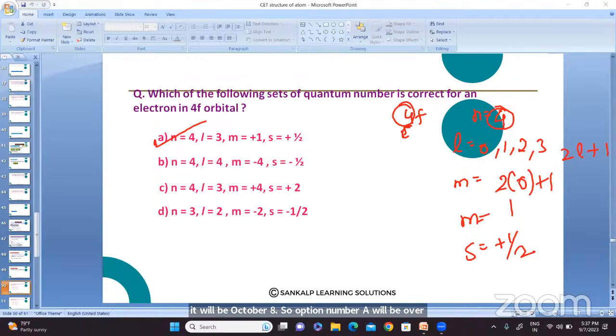So like this, you have to calculate the set of quantum numbers for one electron. Like this, you are going to solve it.